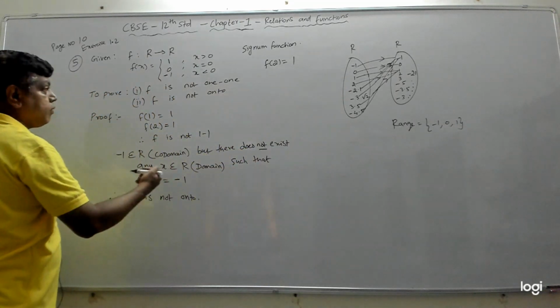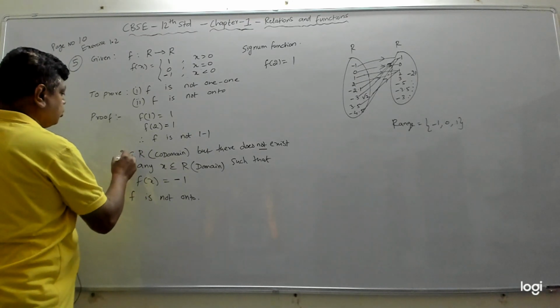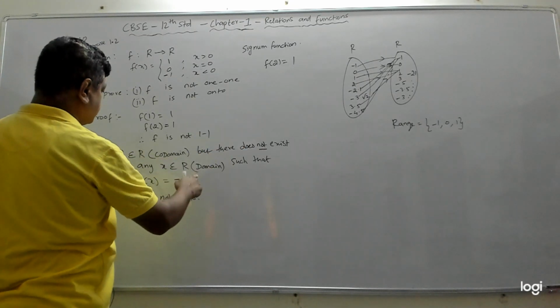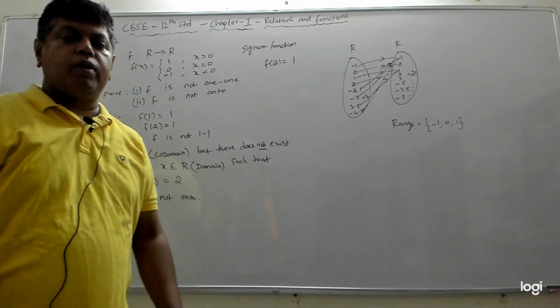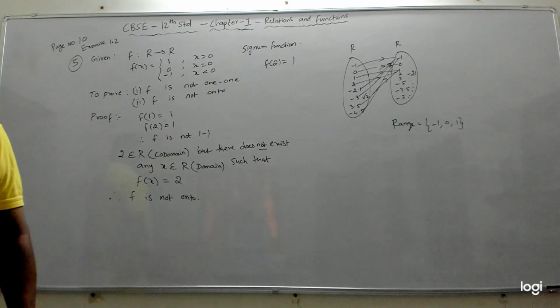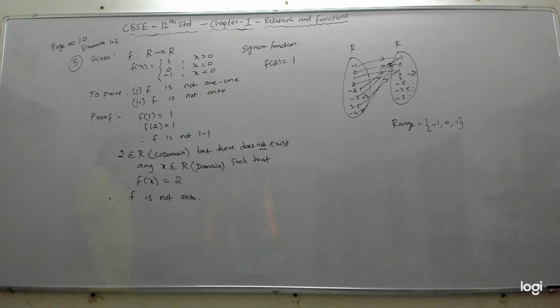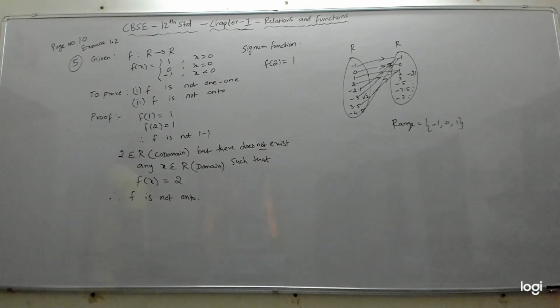There are many elements like that which are not the image of any element from the domain. So we can take one element, say 2. 2 belongs to our codomain, but there is no x in R such that f of x is 2. Therefore, f is not onto. F is not an onto function. Fine. So all of you can take the notes. I'll go to the next problem.